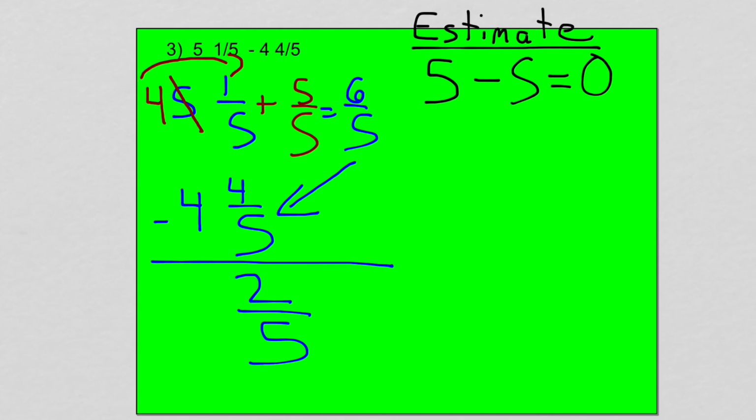So you have 2 questions to do today. You have ML 257, number 5 and number 6. You'll have to do some basic subtraction and some borrowing and regrouping as well.